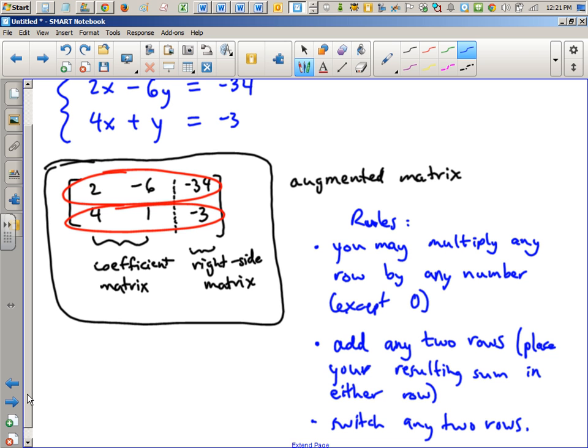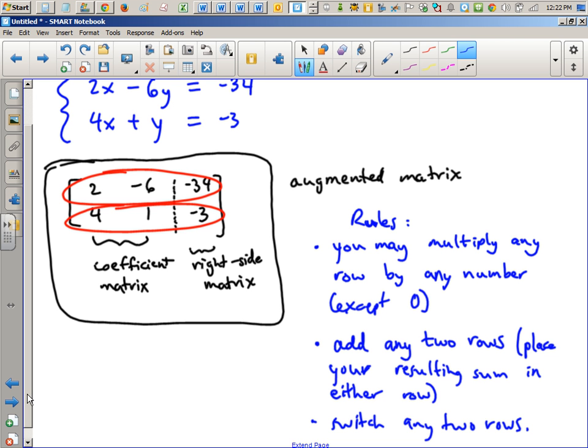So for me to say that you can multiply a row by a number is the same thing as me allowing you to multiply an equation by a number. No harm, no foul. You can do that. Just don't multiply by 0. Adding 2 rows together. Why is that allowed? Well, you're allowed to add equations, linear combination. So you should be allowed to add rows. The rows are the equations, right?